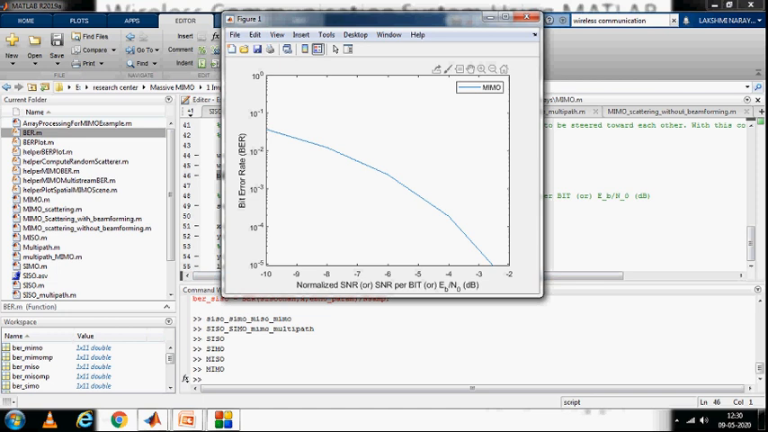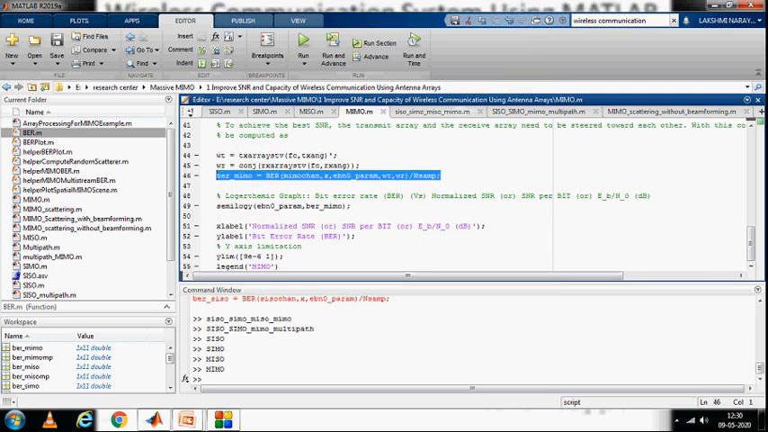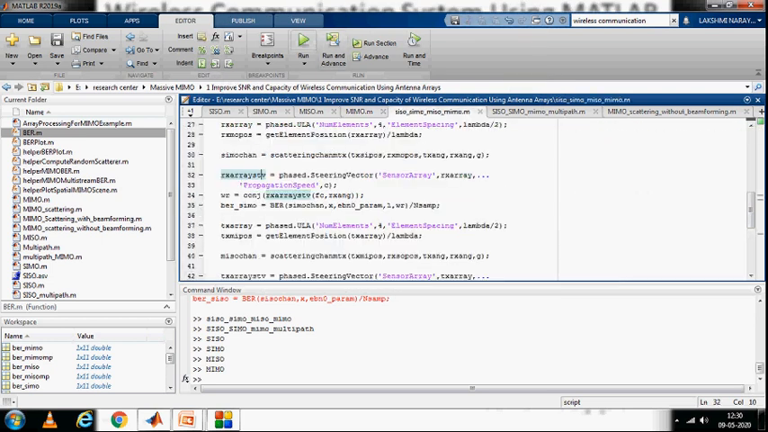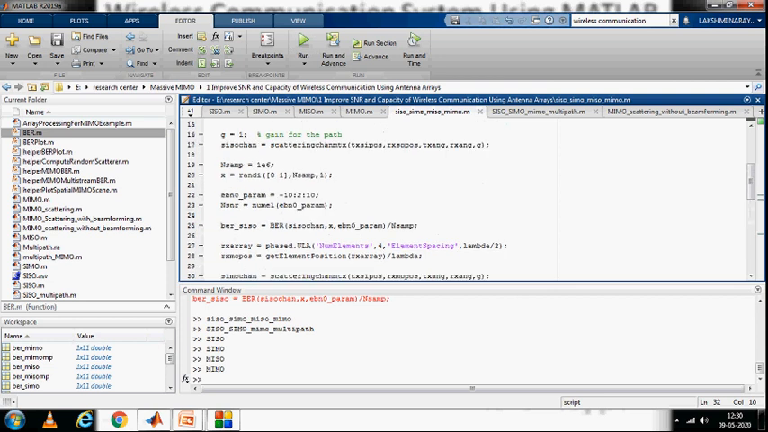Yeah, now here for the single input multiple output we are getting it close to 4, but it is close to -2. -2 means again 6 dB difference you are getting when compared with the SISO, SIMO as well as MIMO. That's why MIMO is preferable when compared with the other wireless communication systems. Now at a time we'll compare all 4 systems: SISO, SIMO, MISO, MIMO. It will give you much clarity.